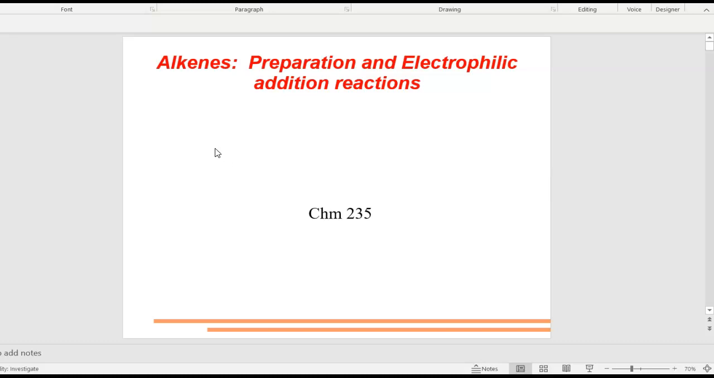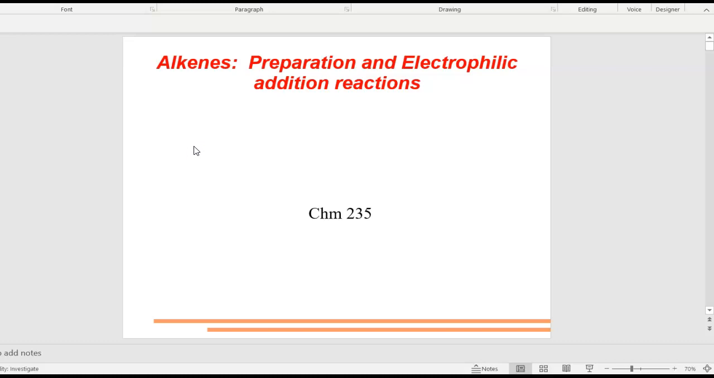In this chapter, which is chapter 8, we are going to talk about reactions and synthesis of alkenes, how to prepare them, and some reactions of alkenes, particularly the electrophilic addition reactions. In the previous chapter, we learned about how to add an HX molecule to an alkene, and we also looked at the mechanism of how to add an HCl or an HBr to an alkene, either symmetrical or unsymmetrical.